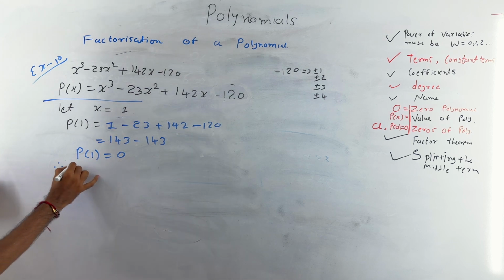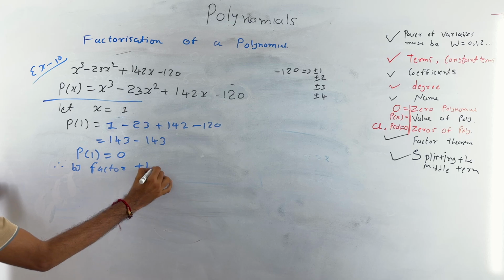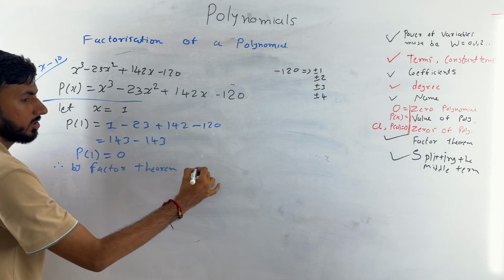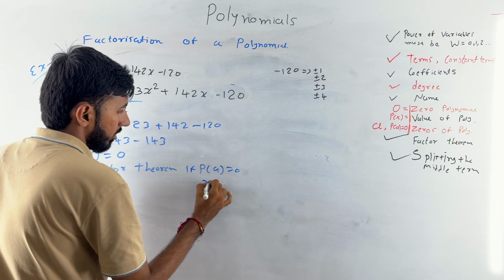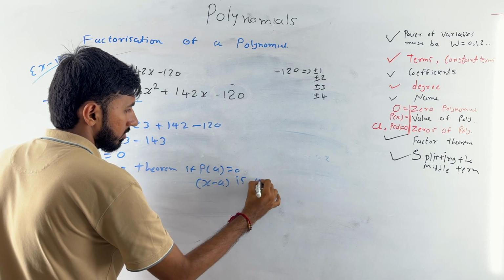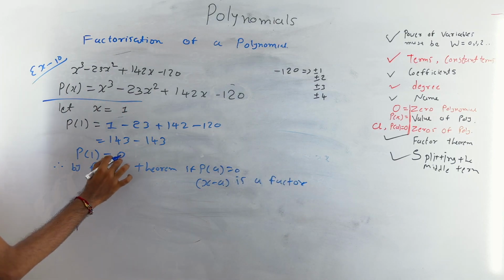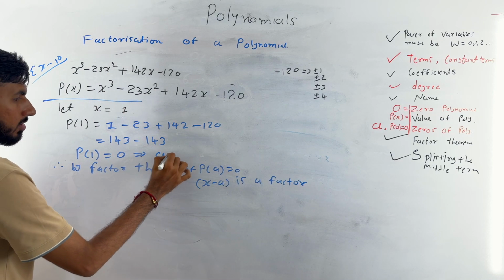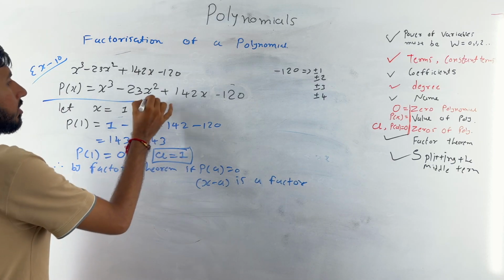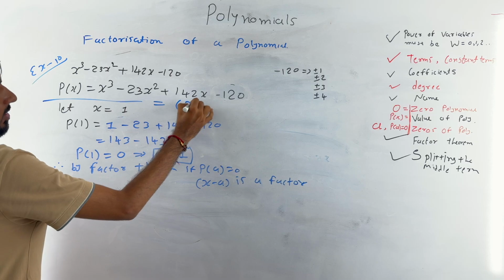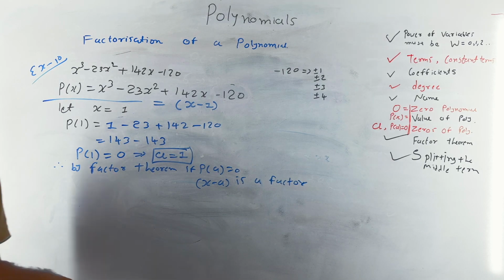So by factor theorem, I can say, if p of a is equal to 0, x minus a is a factor. So I get p of 1 equal to 0. So my a will be 1, right? So I can easily say my first factor will be x minus 1. We have no doubt in this, right? So we got our first factor.